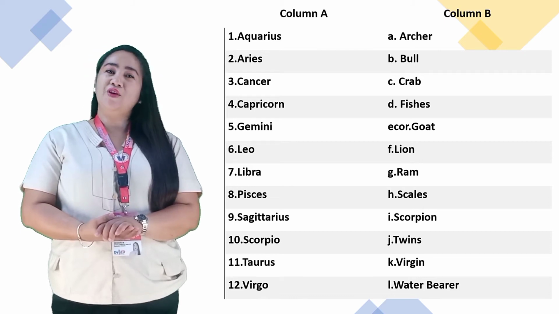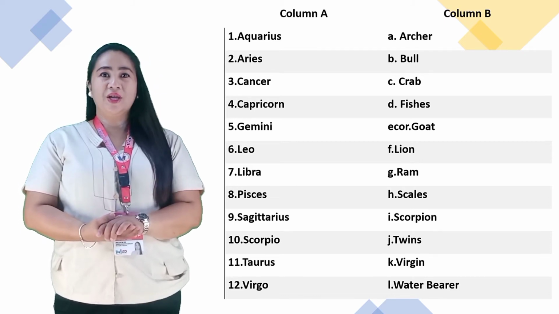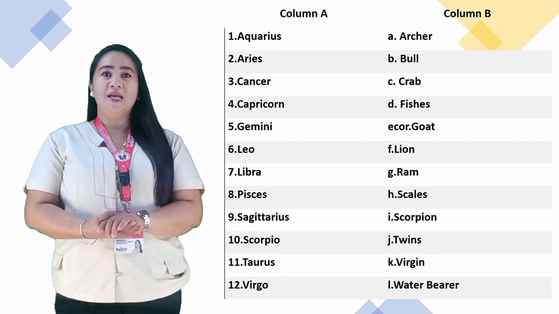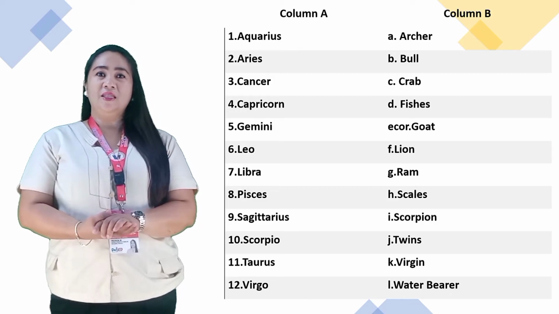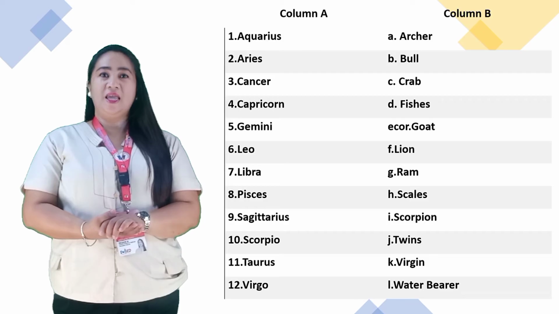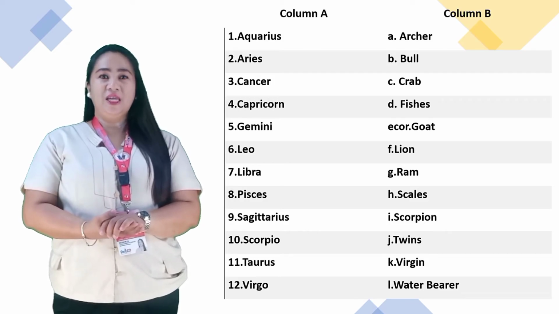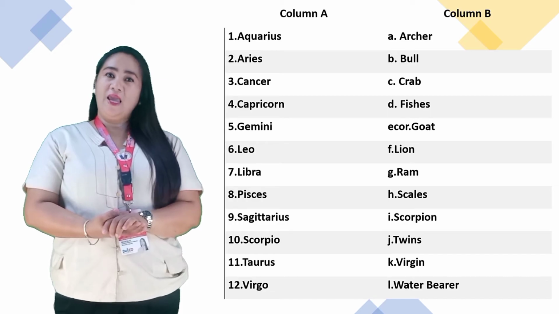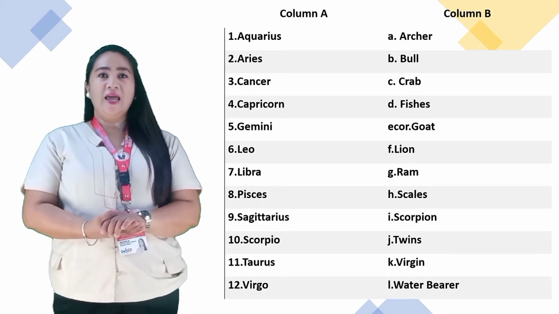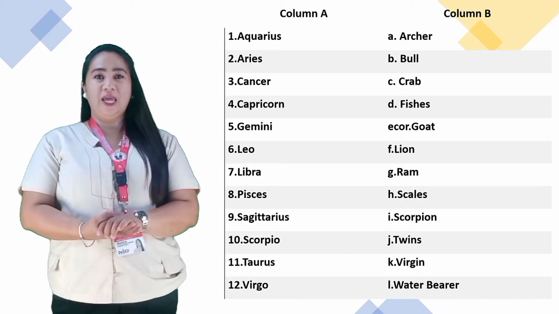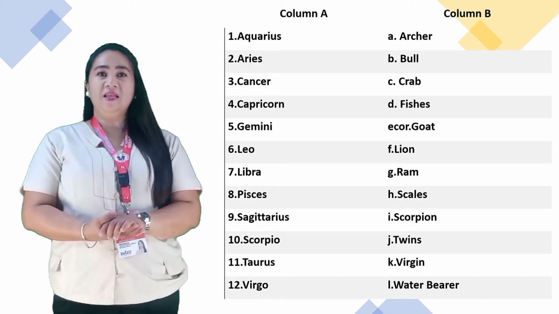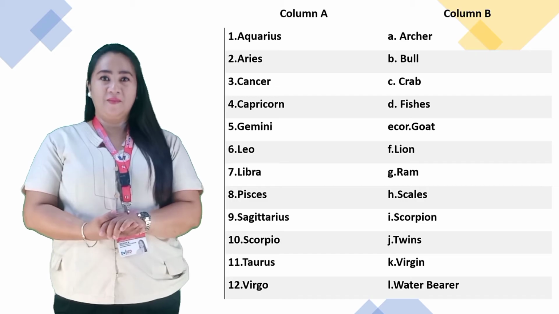For column B, you have A, Archer. B. Bull. C. Crab. D. Fishes. E. Goat. F. Lion. G. Ram. H. Scales. I. Scorpion. J. Twins. K. Virgin. And L. Water bearer.